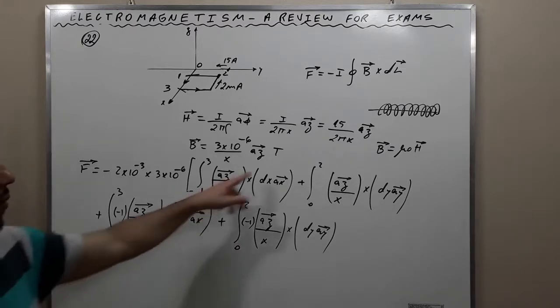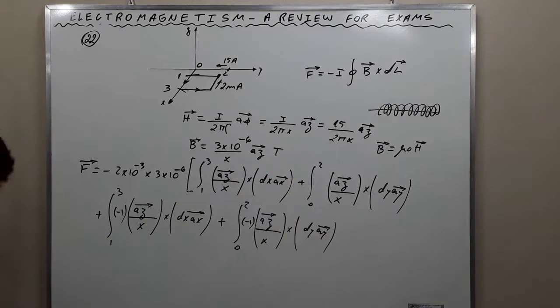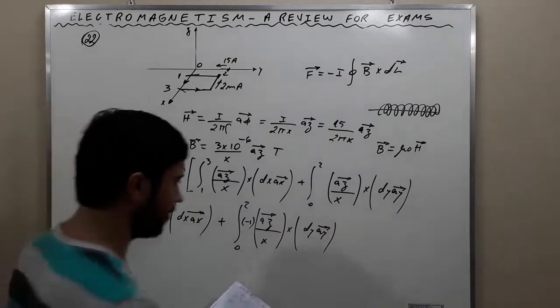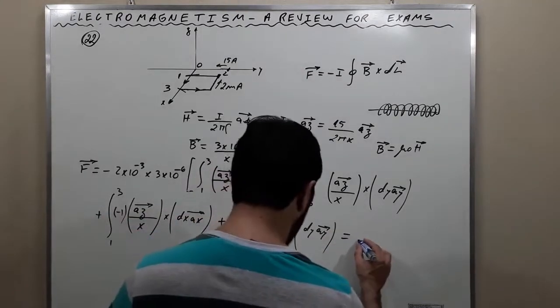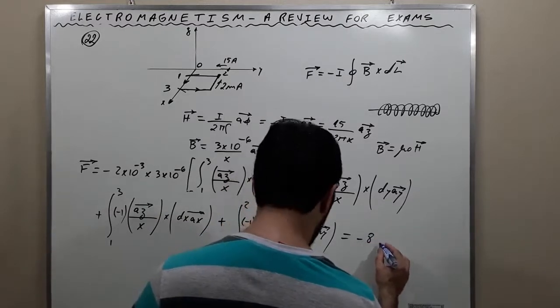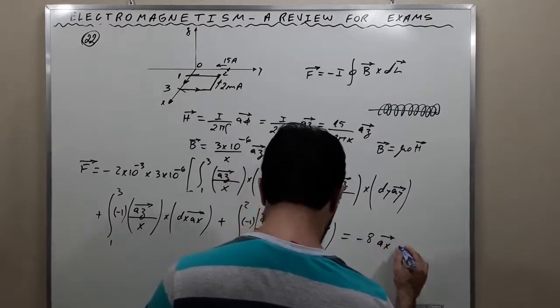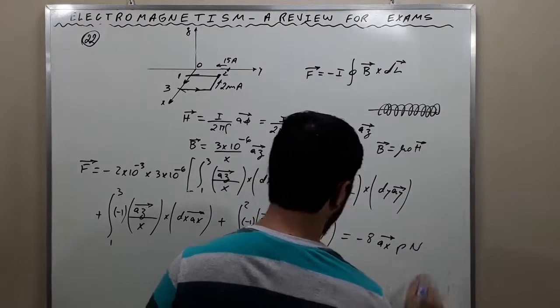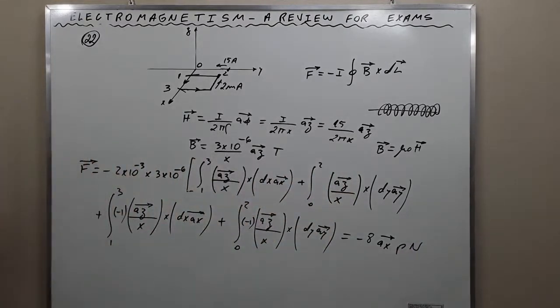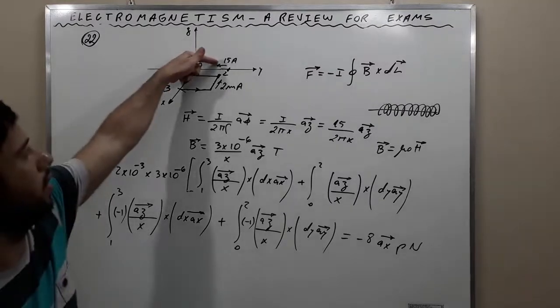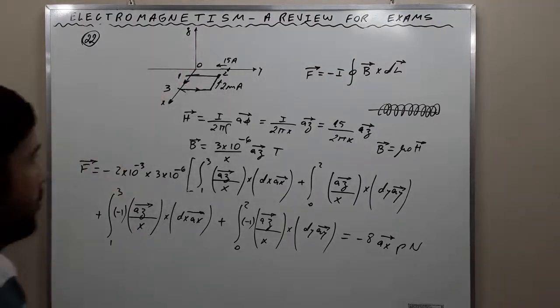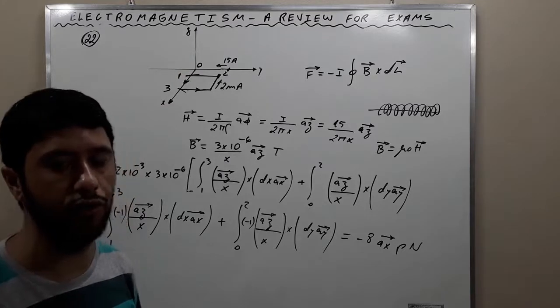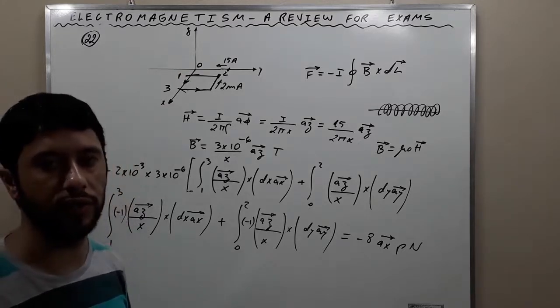And if you develop all of these integrations, you are going to arrive at the value of negative 8 ax pico newtons. And this is the force exerted on the square loop by this current of 15 amperes. This is all for exercise 22. Let's go to exercise 23.